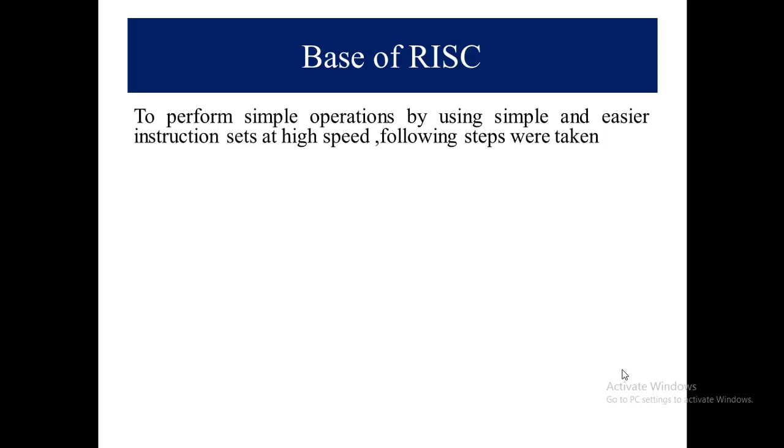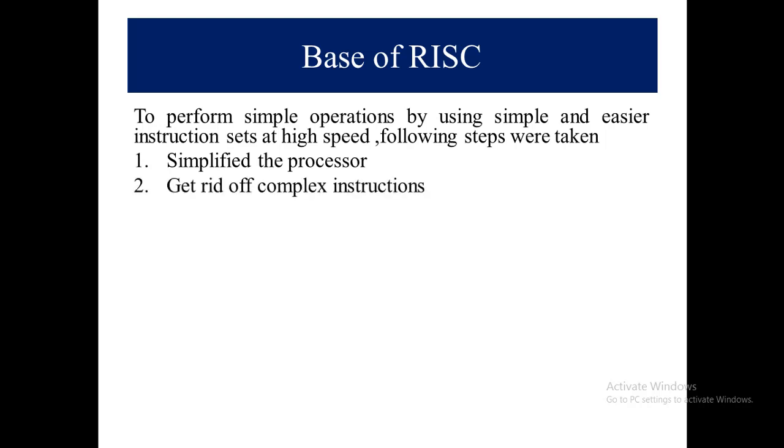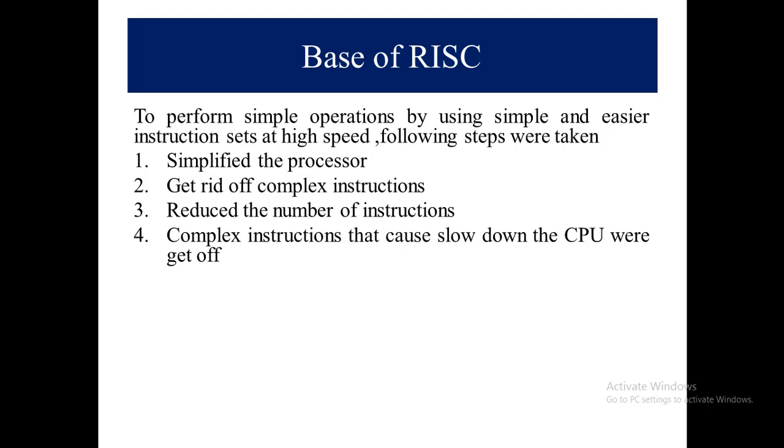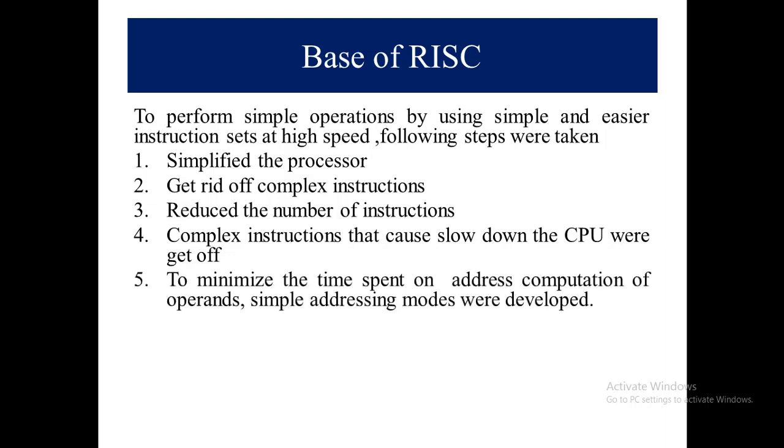To achieve a higher level of speed, what they did was simplify the processor. They got rid of complex instructions and reduced the number of instructions. Only those instructions which were necessary became part of the RISC instruction set. Complex instructions that slow down the CPU were removed. To minimize the time spent on address computation to calculate operands, simple addressing modes were developed.